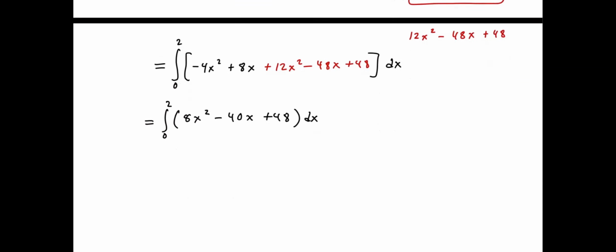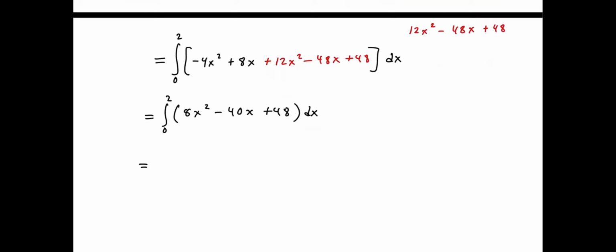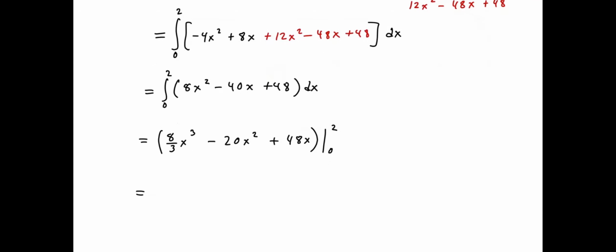Now we're ready to integrate each piece with respect to x. So this is going to be 8 over 3 x cubed minus 20x squared for the second term. In the last term, we get 48x. Then we're going to evaluate this from 0 to 2. I hope you got the same thing as me. And now we can plug in the upper limit. The lower limit is 0 and everything has x, so it's going to give you 0. So we have 8 over 3 times 2 to the third minus 20 times 2 squared plus 48 times 2.